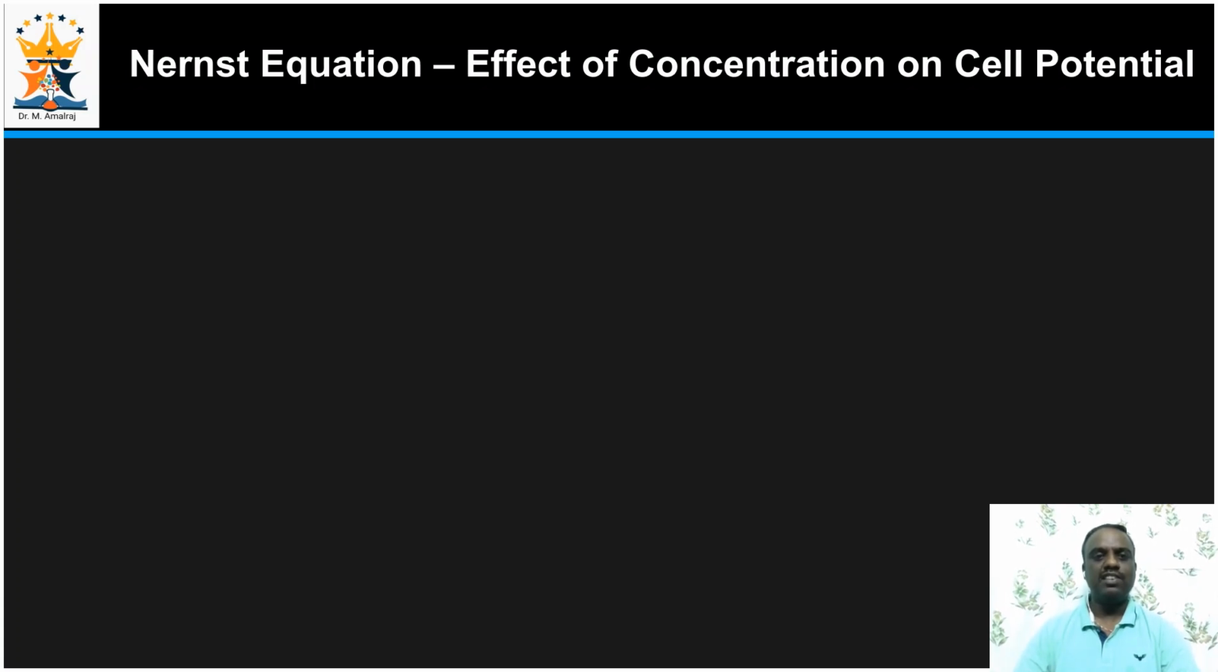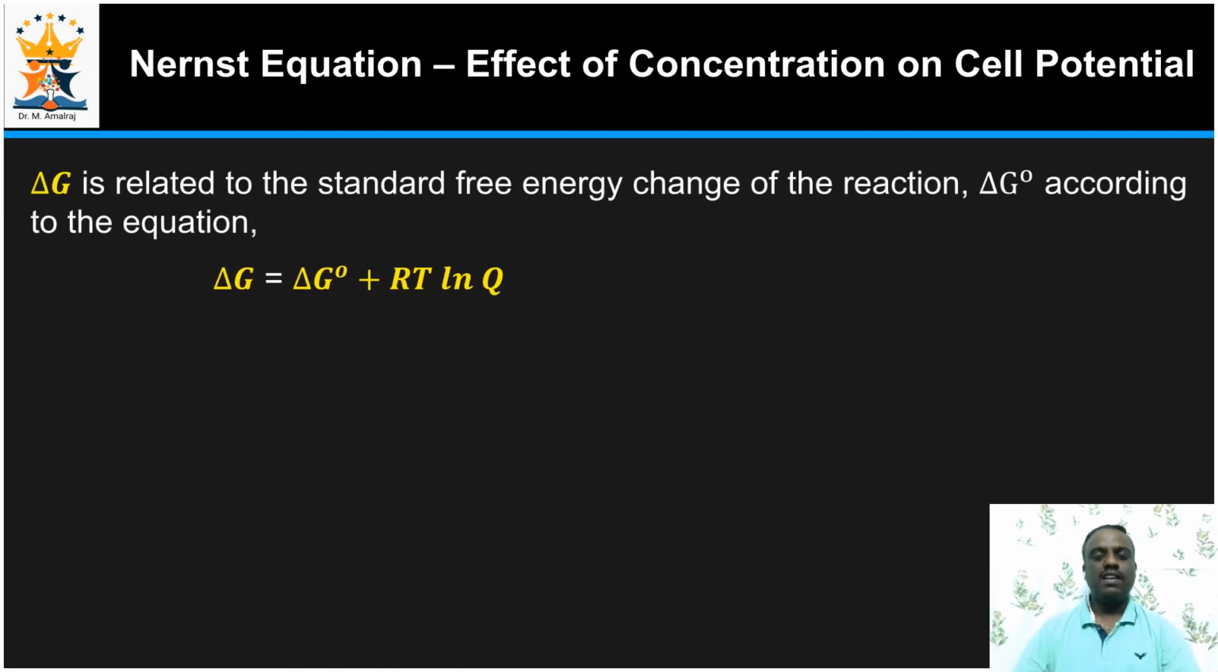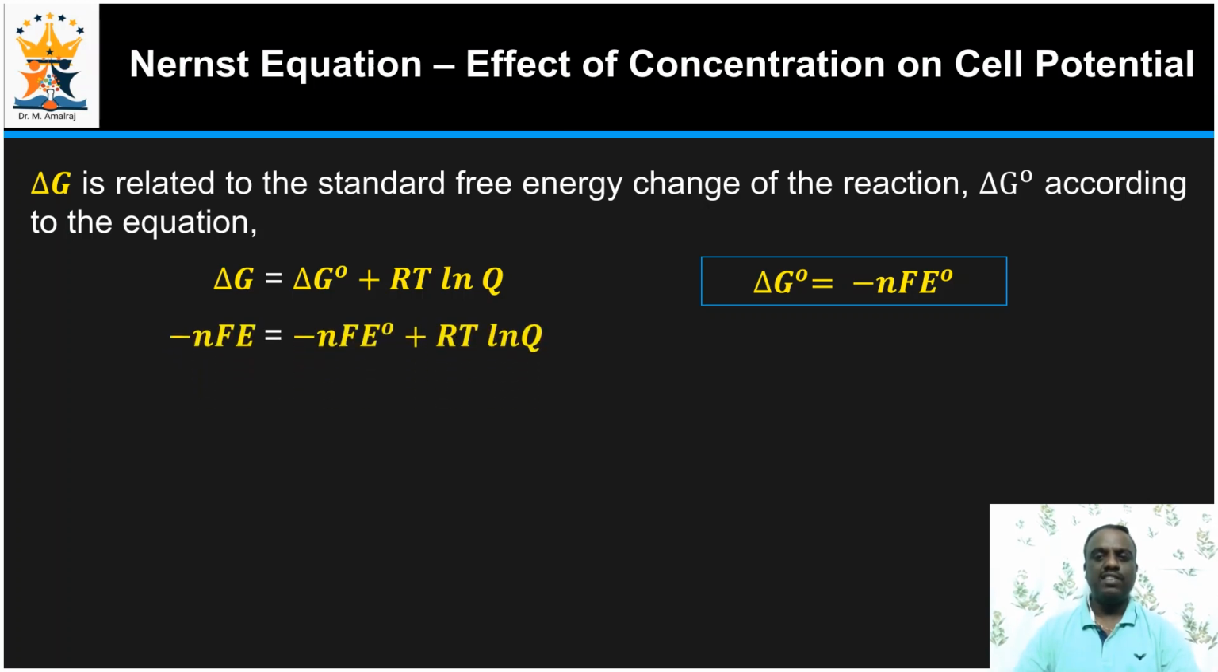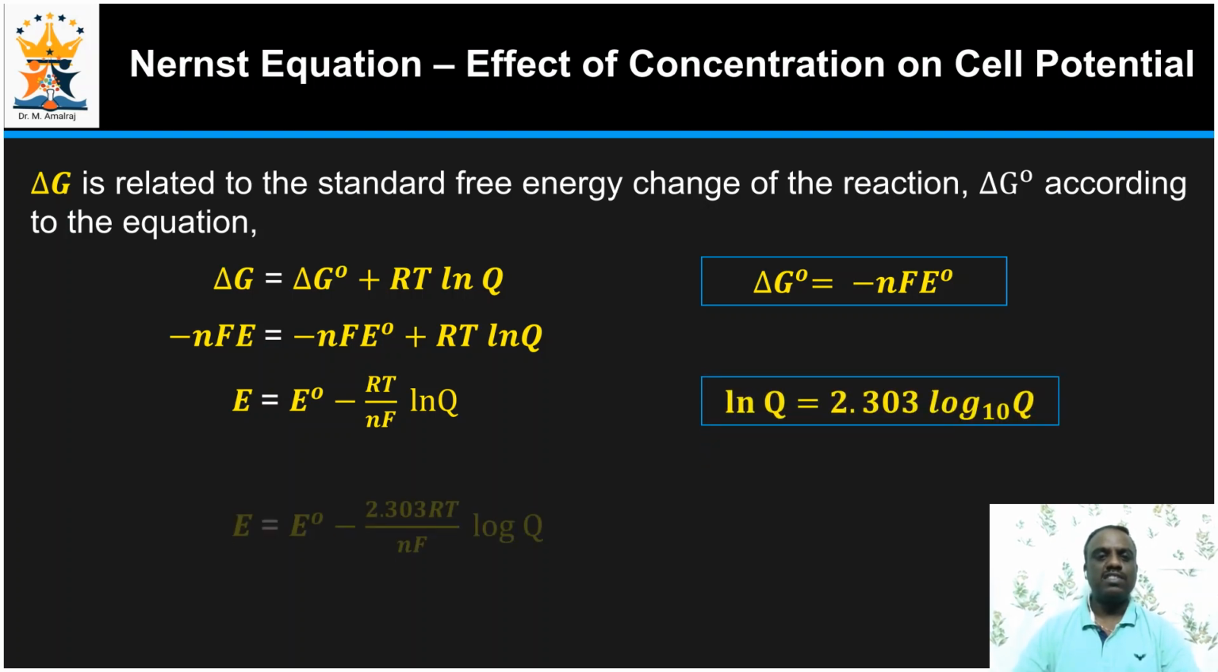First let us derive the Nernst equation. Delta G naught and delta G can be related by using this formula: delta G is equal to delta G naught plus RT ln Q, where Q is known as the reaction quotient. And we know that delta G naught is equal to minus nFE naught. When we apply this in this equation, minus nFE is equal to minus nFE naught plus RT ln Q. When we simplify this, we get E is equal to E naught minus RT by nF ln Q. And converting natural logarithm into log to the base 10 by using this expression, we will get the Nernst equation.